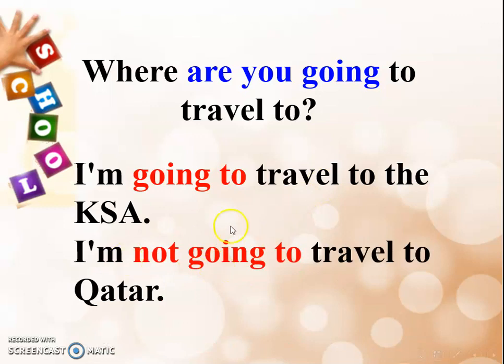I am not going to travel to Qatar. Here we add not before going to express the negative form. I am not going to travel to Qatar. We are not going to travel to Qatar, and so on and so forth. So just remember that be going to plus verb, okay, is used to talk about something that you are planning to do in the near future.